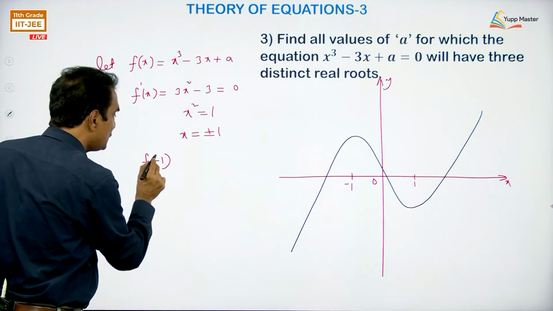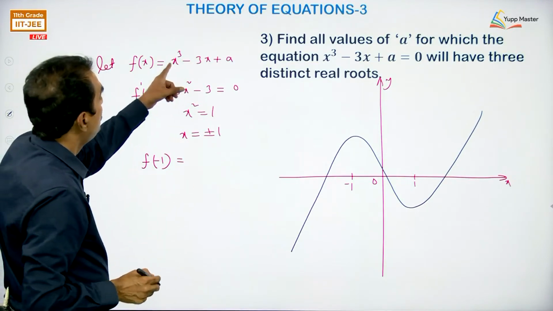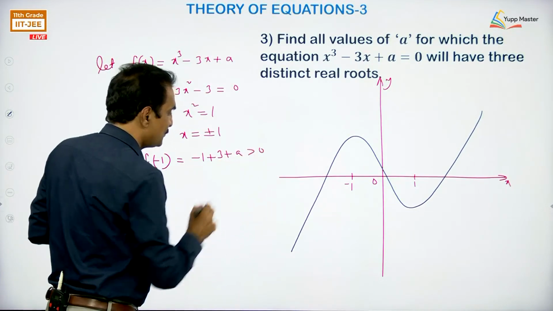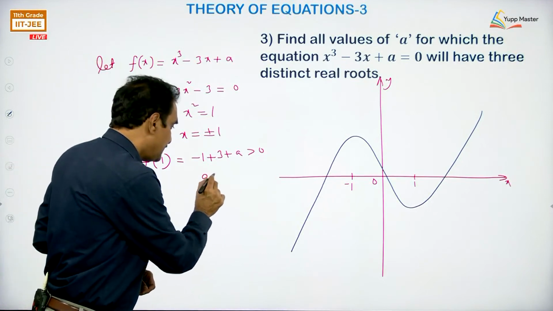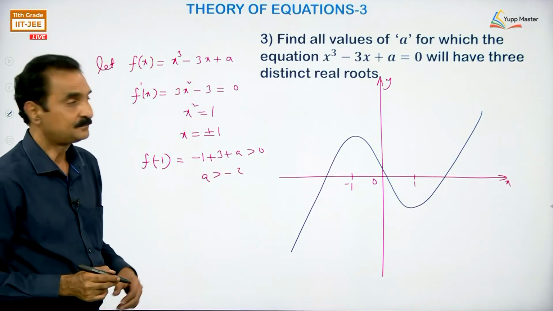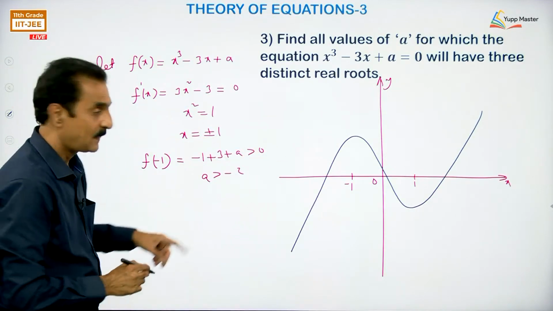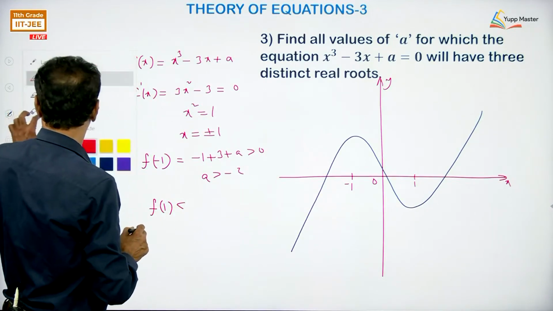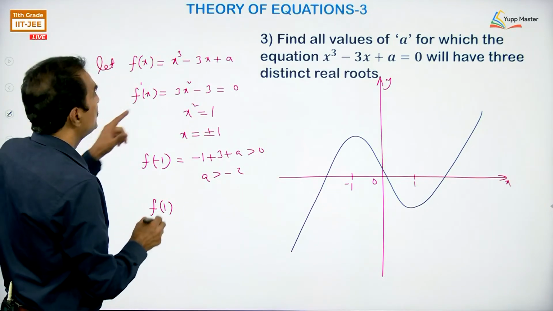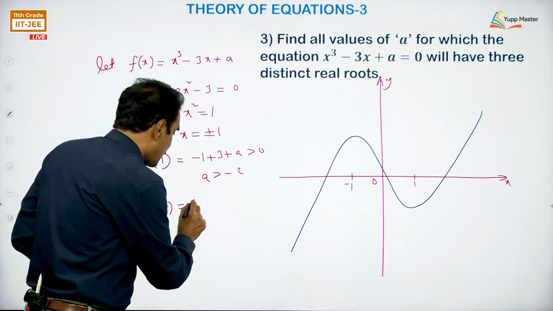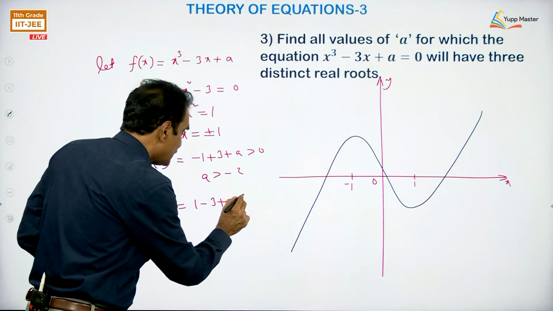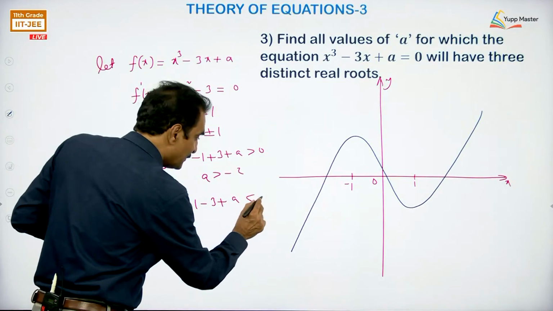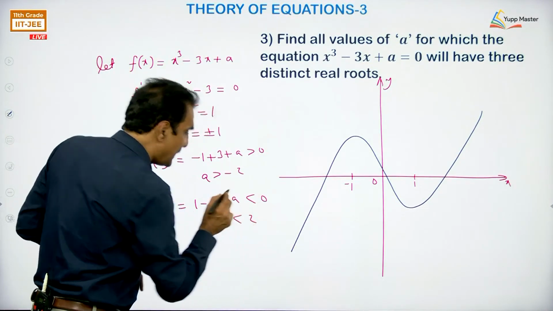What is f of minus 1? Minus 1 plus 3 plus a should be positive. So, we will get a is greater than minus 2 and f of 1 should be negative. What is f of 1? Substituting x is equal to 1, 1 minus 3 plus a should be less than 0. So, a is less than 2.